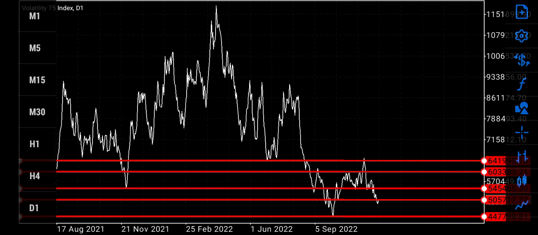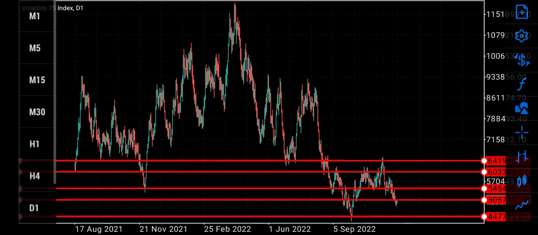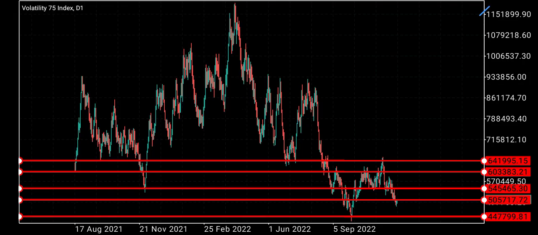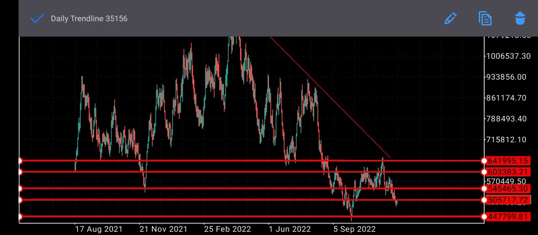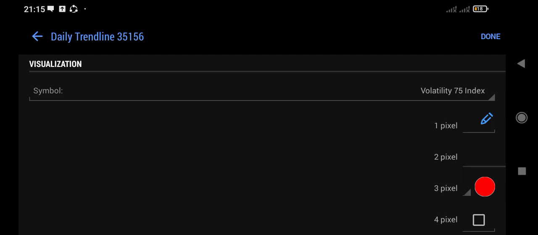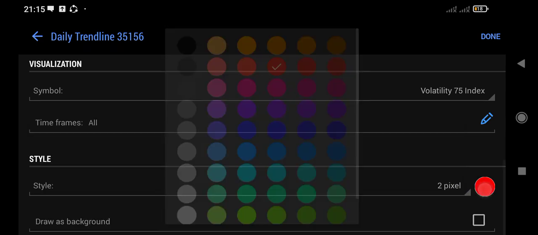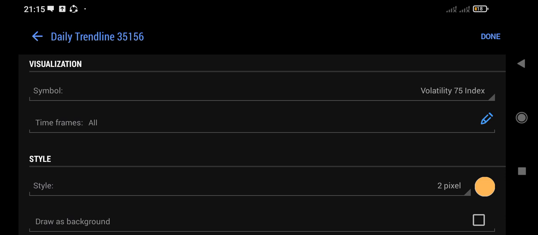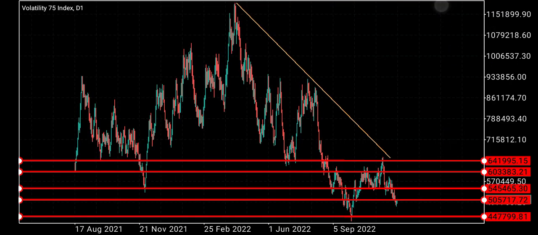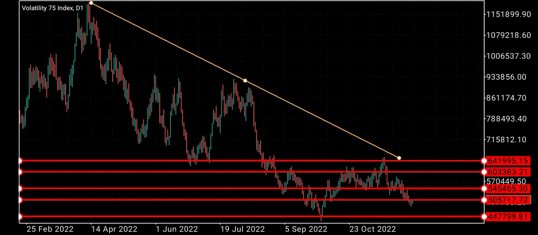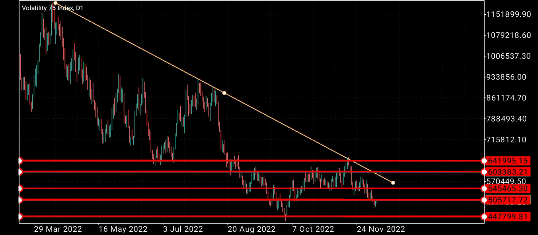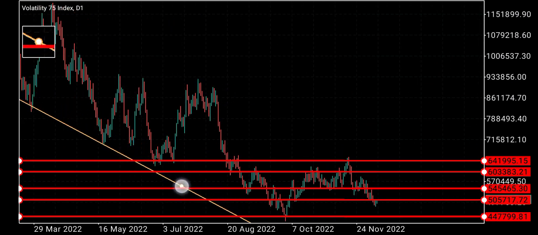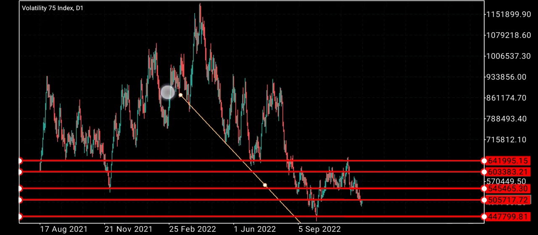Since we are in an overall downtrend, a bearish trend, we're looking for selling opportunities. Since we are in an overall downtrend, we're looking for resistance. Yeah, first touch, second touch, third touch. So I think my trend line makes a whole lot of sense.